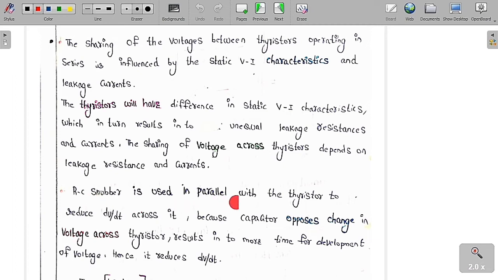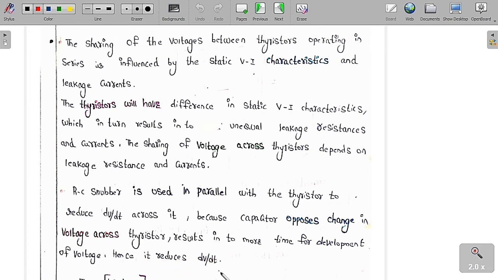An RC snubber circuit is used in parallel with the thyristor to reduce the dV by dt across it, because the capacitor opposes change in voltage across the thyristor. It results in more time for development of voltage, hence it reduces dV by dt.